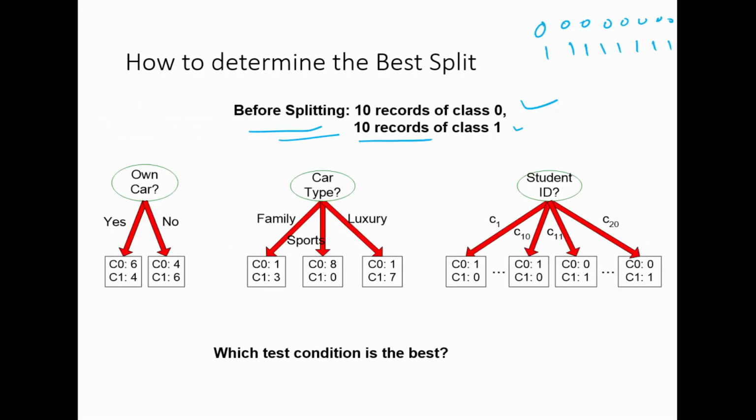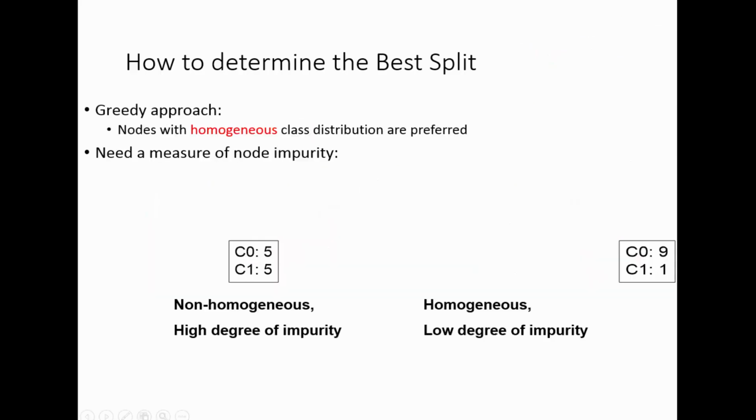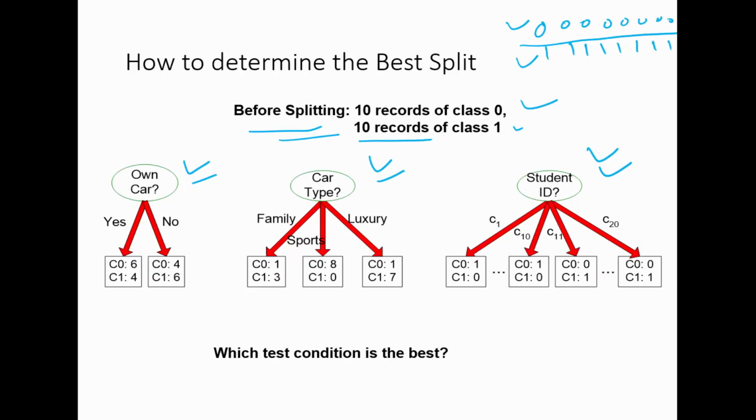And we have also got the attributes associated. One is car ownership, then car type, and then student ID. There are three different attributes given for this classification, and all you need to know is whether it belongs to class 0 or class 1. So given somebody's car ownership, car type, and student ID, we need to know if it is 1 or 0, right? We'll use a decision tree for that. So which test condition is the best? Car ownership, car type, or student ID?